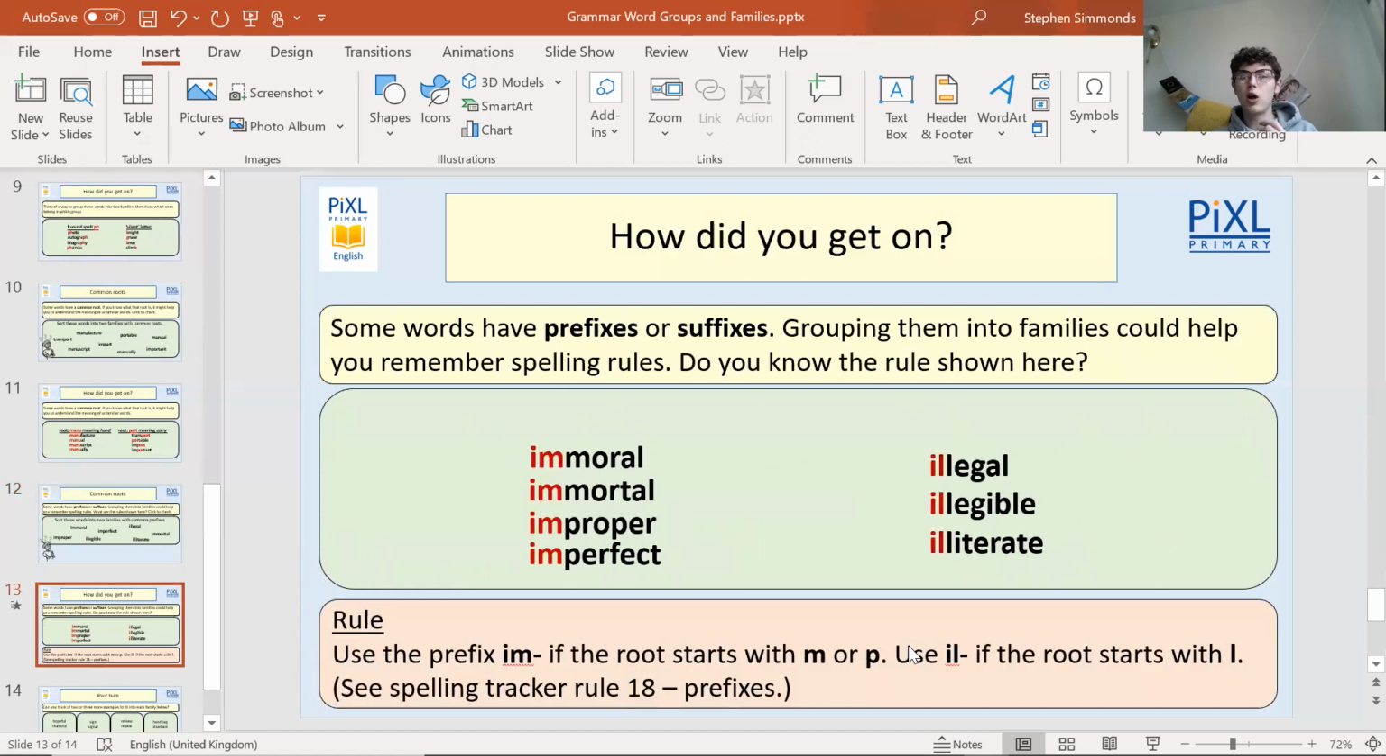Okay, year 6. I hope that wasn't too tricky. We can see that we've got our prefixes or suffixes here. The rule, as you can see at the bottom, is use the prefix im if the root starts with m or p, and use il if the root starts with an l. So it's il if the root word starts with an l, and if the root word starts with an m or a p, it's im. So we got immoral, immortal, improper, and imperfect, and illegal, illegible, and illiterate. Well done if you got that correct.